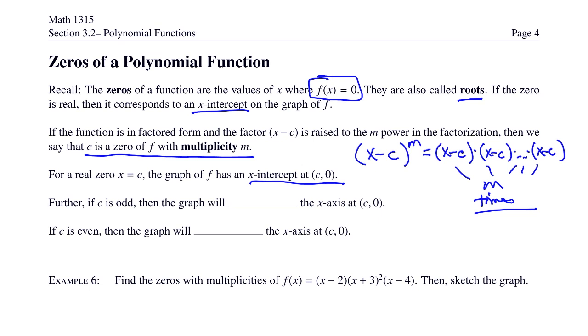So let's rewrite this. Further, if the multiplicity of c is odd, then the graph will cross the x-axis at c comma 0. So here's an example of what that looks like. Here's c, with an odd multiplicity, that means the graph is going to cross through the x-axis if it has odd multiplicity.